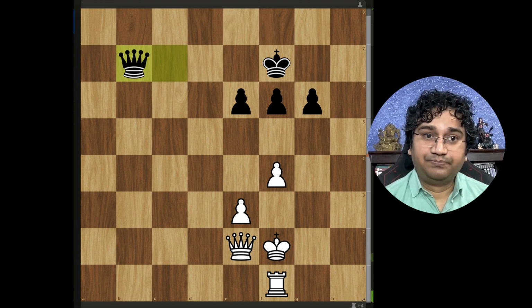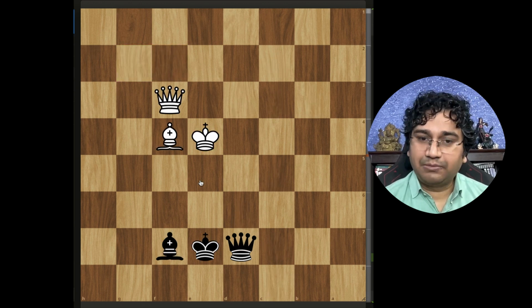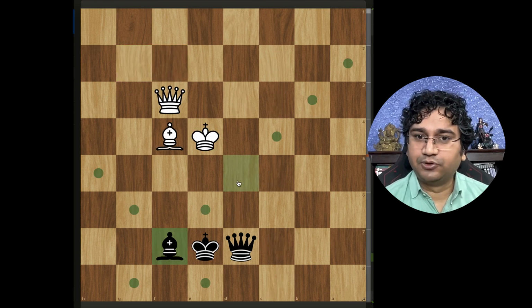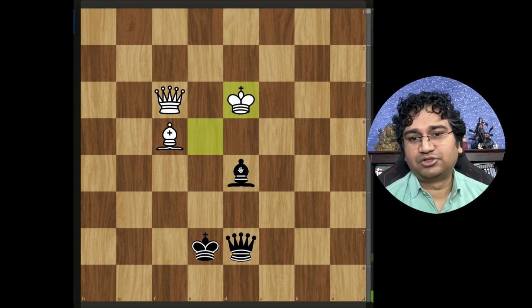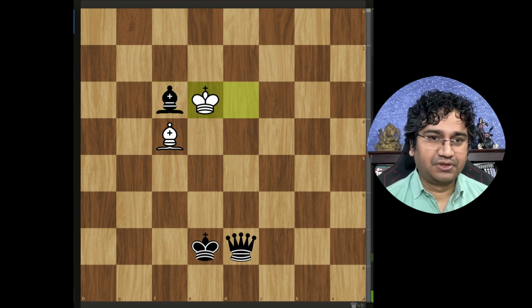Let's say another example. This is an absolute pin, when the bigger piece is the king, because the king is absolute, right? Check, it has to move away and we take the piece.